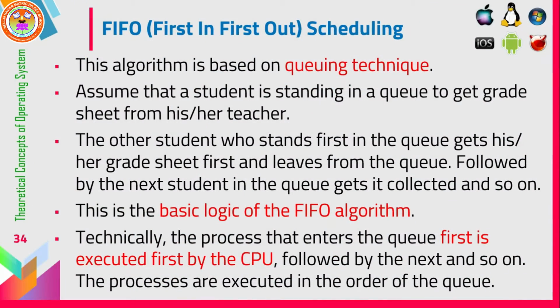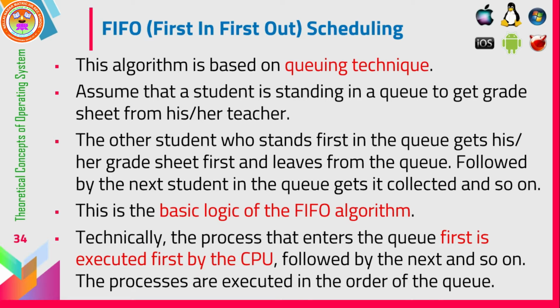The first topic, FIFO. That is nothing but first in first out. The word itself has a meaning. The first process that comes will automatically be executed first. That is the meaning of first in first out. This algorithm is based on a queuing technique. What is the name of the technique? Queue.